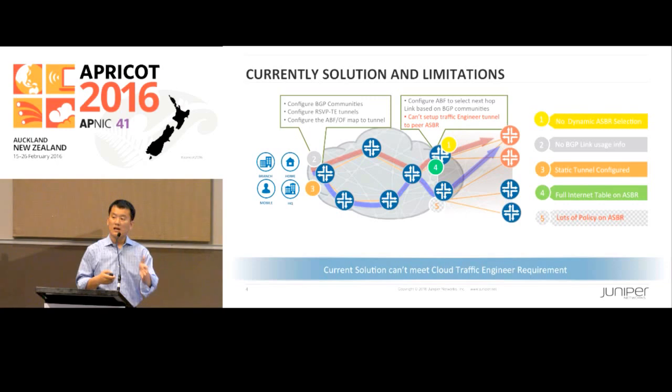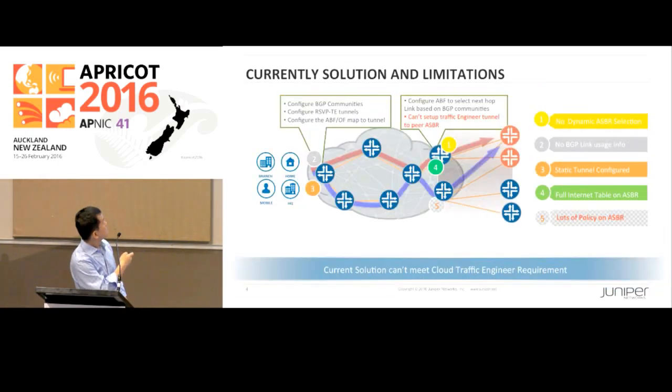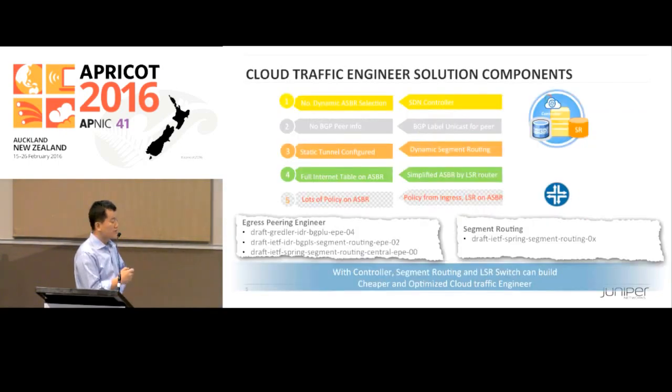So there are a lot of issues here. Sometimes the customer owns this router and these networks, but doesn't own the ASBR router. It may be a different organization, so it takes calls and time to really deploy any policy here. With the SDN method, all those problems will be addressed by this solution.